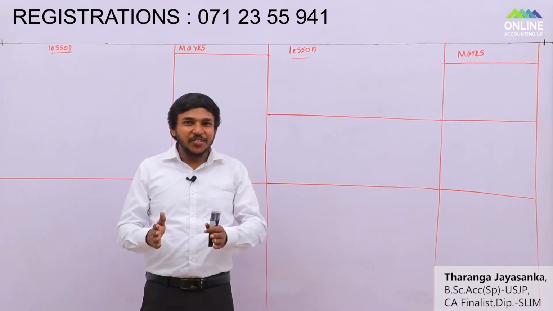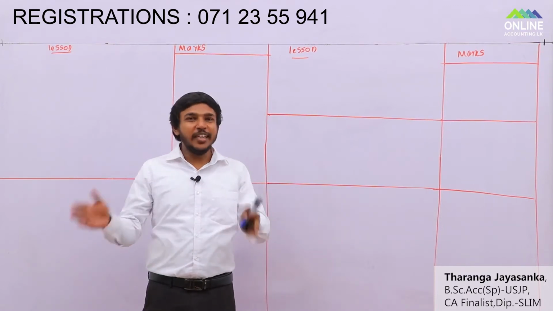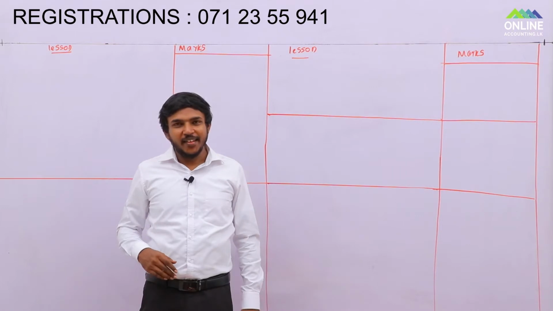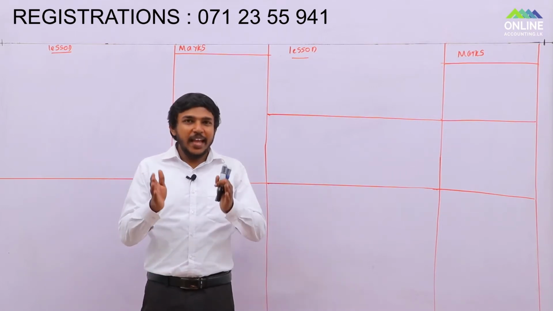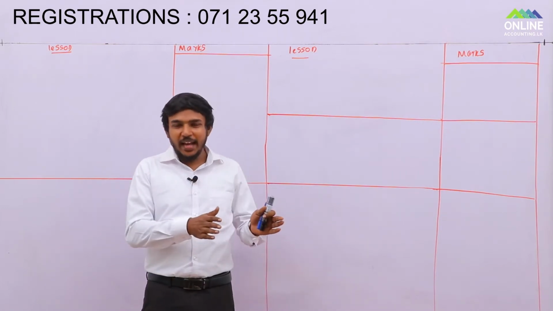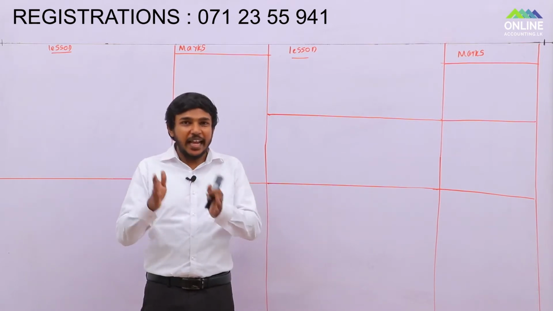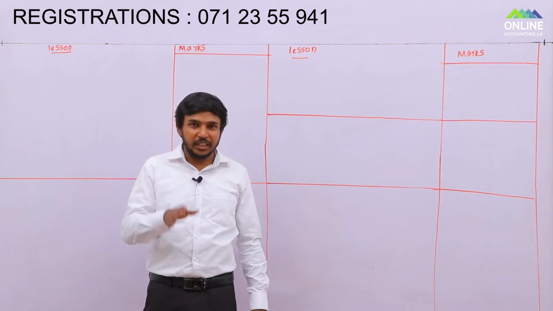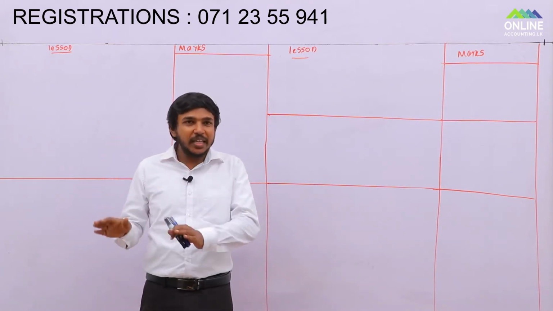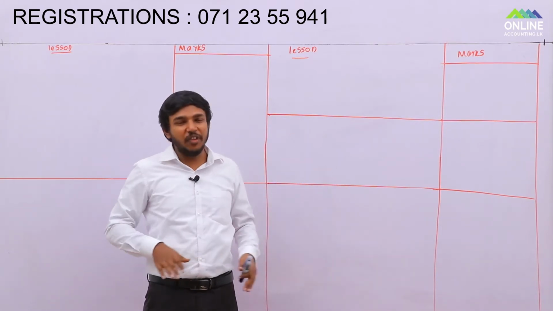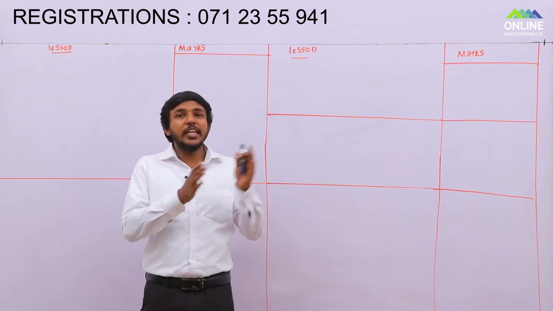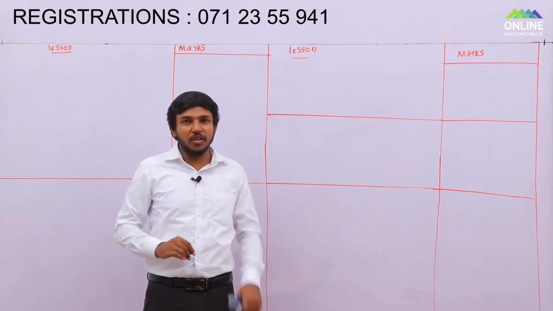I'll be analyzing the 2020 A-level accounting paper with you all. Mainly I am focusing on the second paper here, but as I analyze the second paper, I will also tell you what the important areas in the first paper are, and how they have been tested in the first paper, because the same lessons have been tested as they are in the first paper. So I will tell you how it has been tested and how it's important for the first paper also.